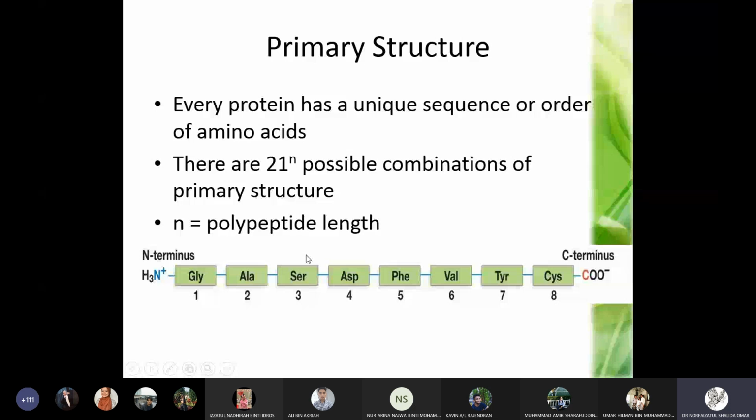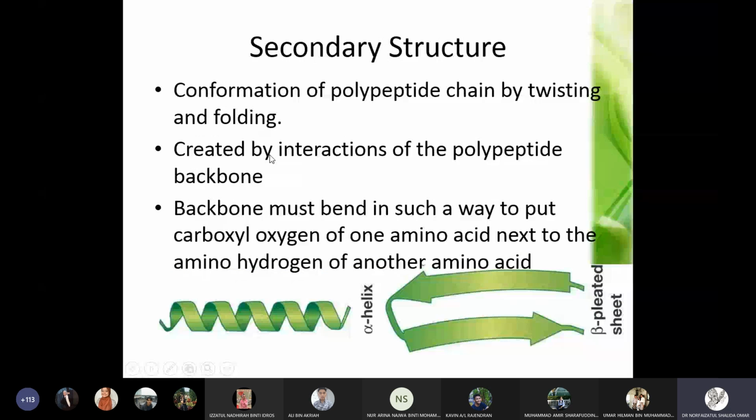Okay. Secondary structure is one polypeptide chain twisting and folding, created by interactions of the polypeptide bond. So it's just twisting in such a way that it will form the structure. So mainly in the secondary there is the alpha helix and the beta pleated sheet. So it's still one polypeptide chain, but it twisted in a way that it becomes either alpha or beta pleated.